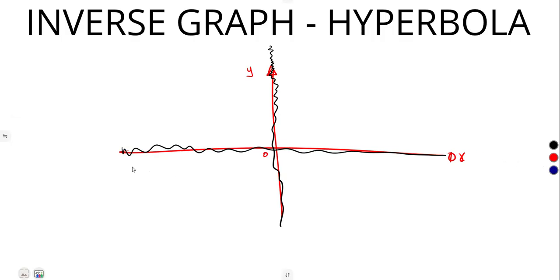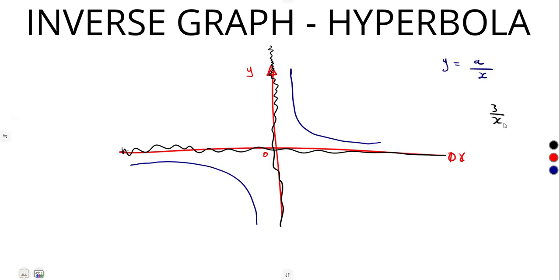So we can have one piece of the graph in this quadrant, another piece of the graph in this quadrant. All right, that's basically on a condition where A is greater than zero, when A is a positive value. This is the format of an inverse function where x is in the denominator. It can be 3 over x, all right, 2 over x. You can even have 2 over x plus 1, 2 over x squared.